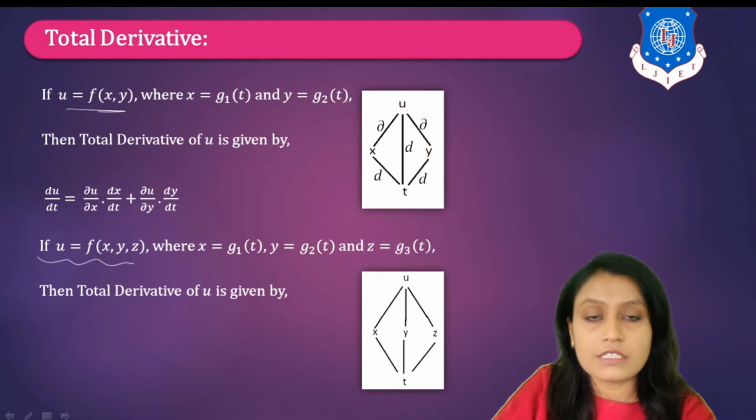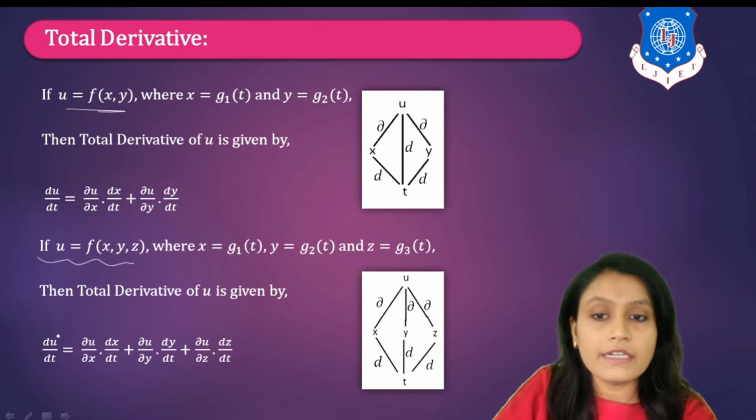So the total derivative of u will be given by this. Firstly we will draw this tree diagram. Now you can see u is a function of three variables, so here we write x, y and z. And these x, y, z are functions of t, so we will write t here. Now here we have more than one variable, so we will write del, and here we have a single variable, so we will write d.